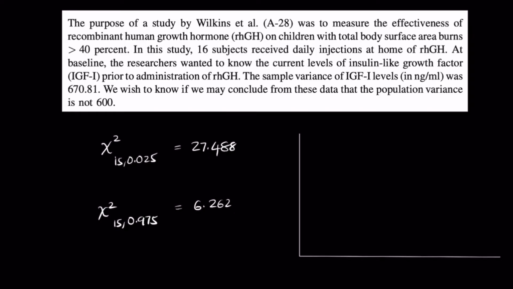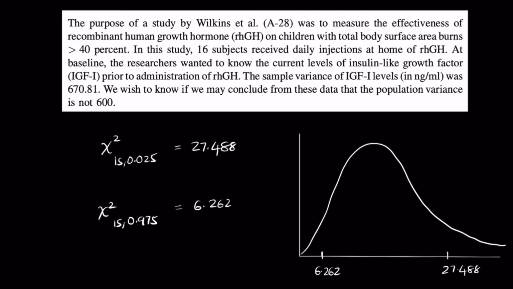So let me show you what a chi-square distribution generally would look like. A chi-square distribution looks somewhat like a right skewed distribution. So you have one value right here, which is 6.262, and the other value right here, 27.488. Notice that we have two rejection regions here, one on the left and the other one on the right. The calculated value, 16.77, is somewhere in here. So this is the accept H0 region, and this region and this region here represent the reject H0 region.